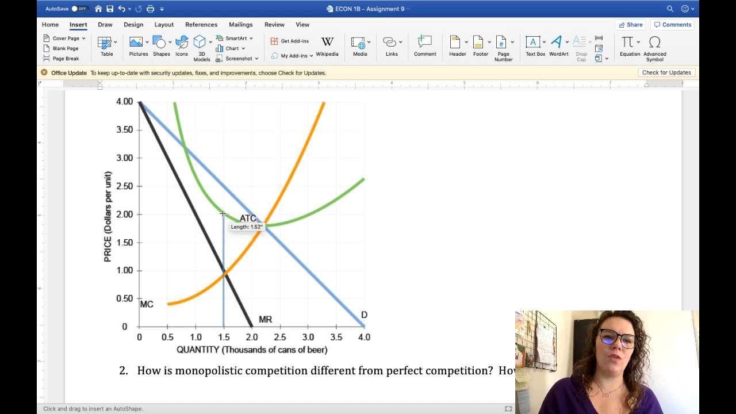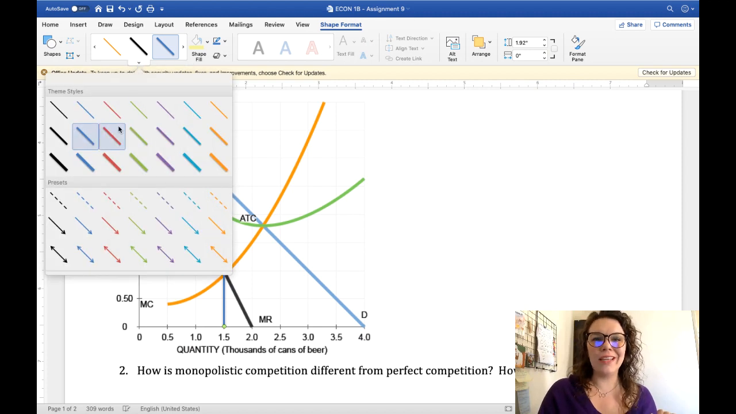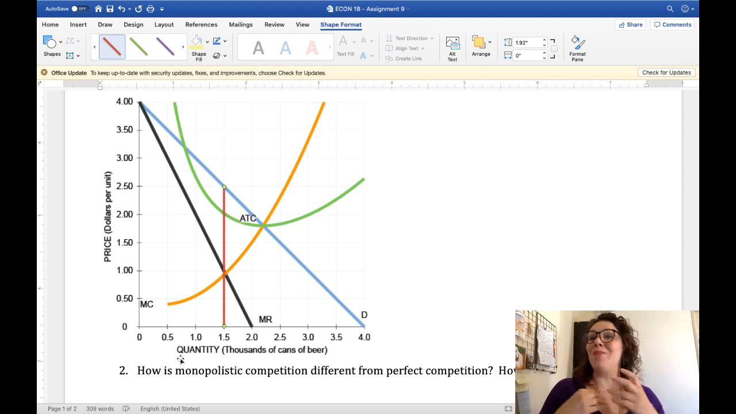I'm going to take it all the way up to the demand curve, because remember, a monopolist can charge as much as they want. The only thing that's going to constrain them is the price consumers are willing to pay, and willingness to pay for the marginal consumer is given by the demand curve. So already we know that the monopolist is going to produce 1.5 thousand cans of beer. And here we can see from the demand curve that they're going to charge the highest price they can, which is $2.50 per can of beer.